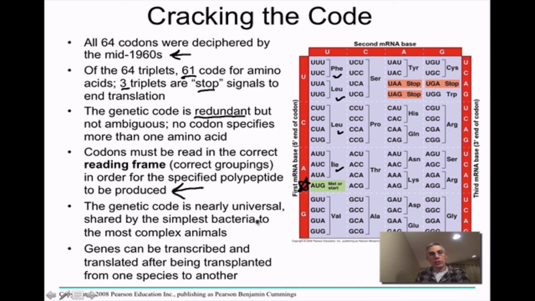Now the genetic code is nearly universal among all living organisms. What that means is it's shared by the simplest bacteria to the most complex animals. This was validated when they took genes from one species and transplanted them into another, and those genes were able to be transcribed and translated.